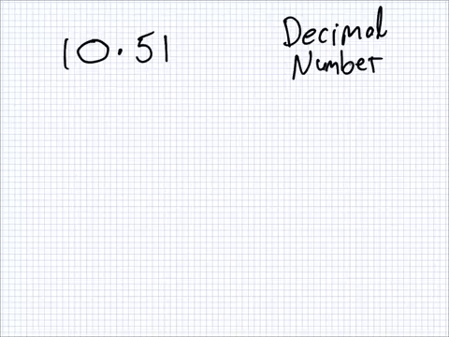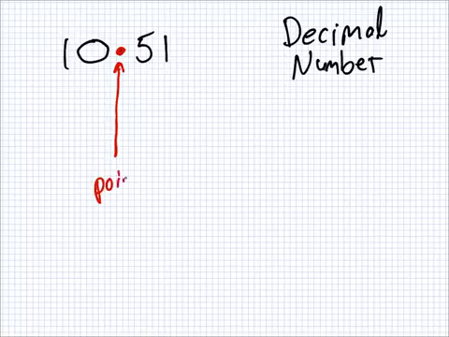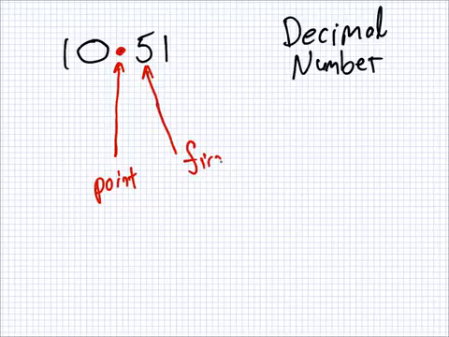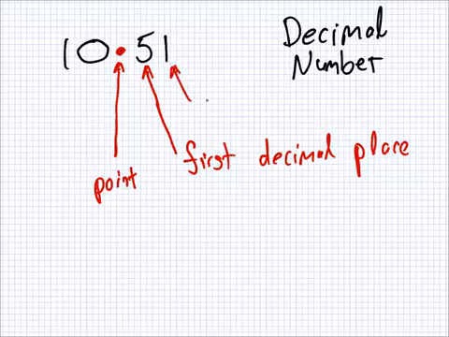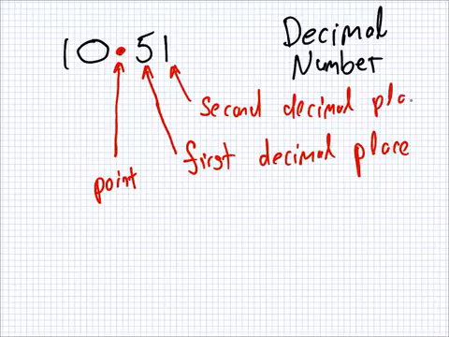So, what is this part called here? Point. Yeah, decimal point. And this one here is called the first decimal. Yeah, almost, Jason. First decimal place. And this one is then called the second decimal place.